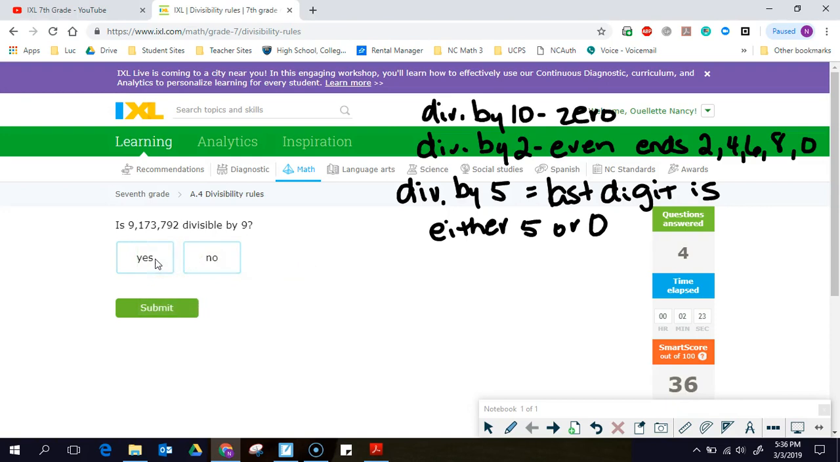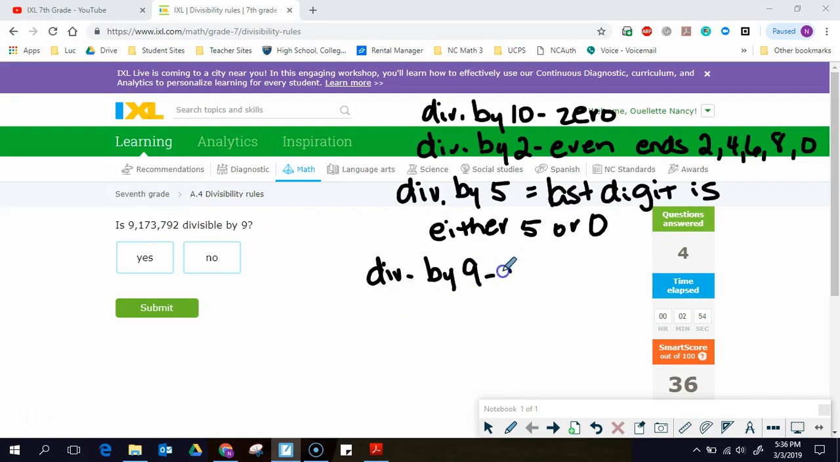Divisible by 9. Okay, let's see here. Is 9,173,792 divisible by 9? How do we know if a number is divisible by 9? Well, here's what we do. We add up all the digits. We have 9 plus 1 is 10, plus 7 is 17. That's 20, 27, 36, 38. 38 is not divisible by 9.